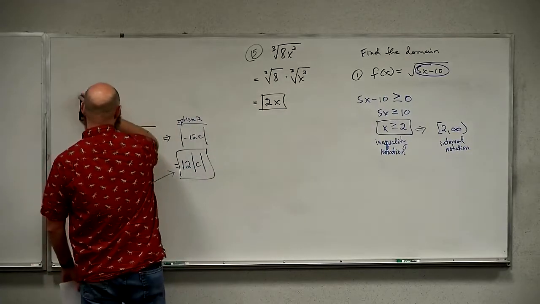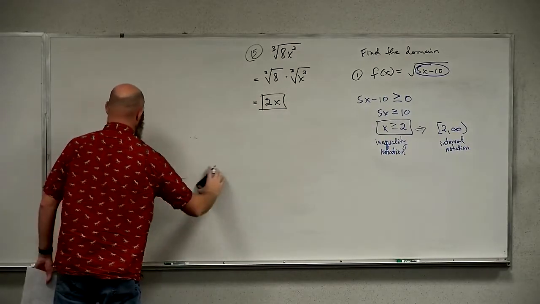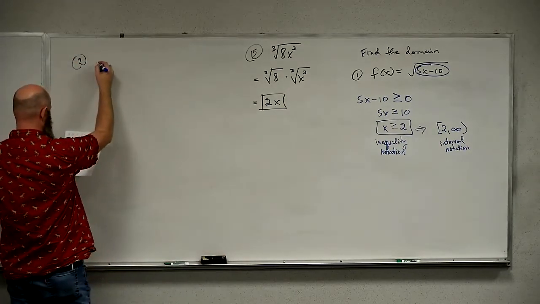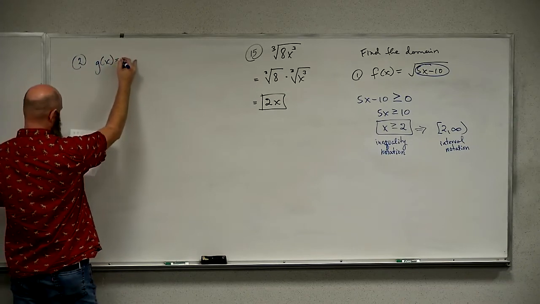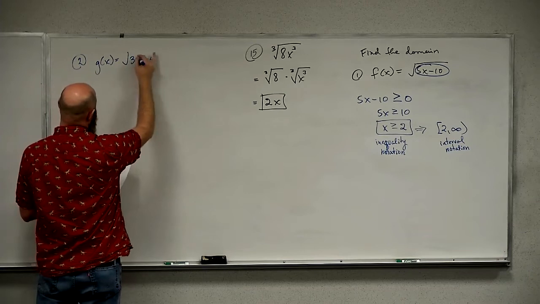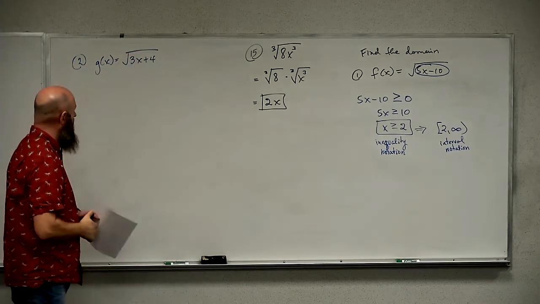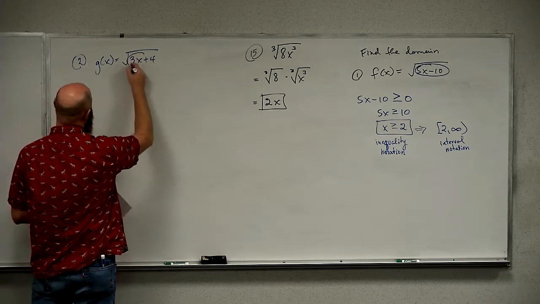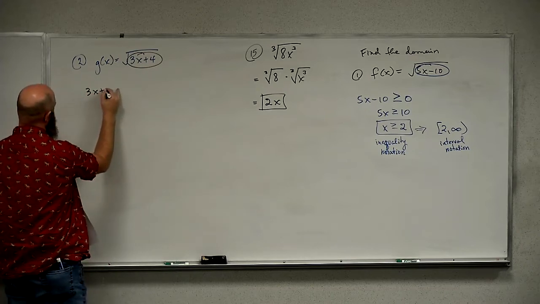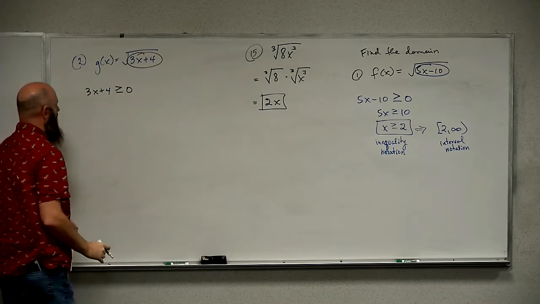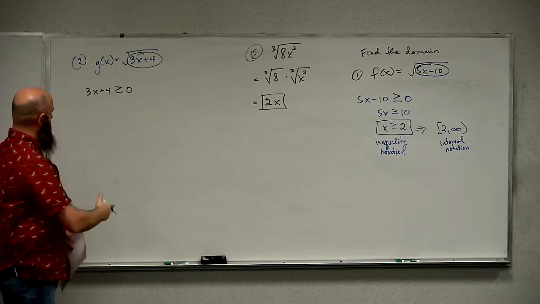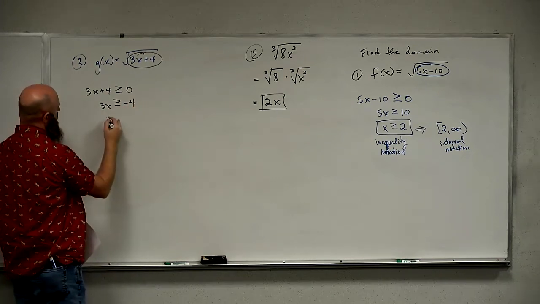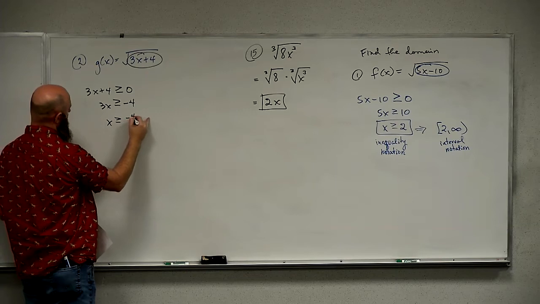All right, let's do one more of those before we're done here today. So number 2, g of x equals the square root of 3x plus 4. So again, we're going to take what's inside here. So 3x plus 4 is greater than or equal to 0. So we're going to subtract the 4 over. We're going to get 3x is greater than or equal to negative 4. And then divide, x is greater than or equal to negative 4/3.